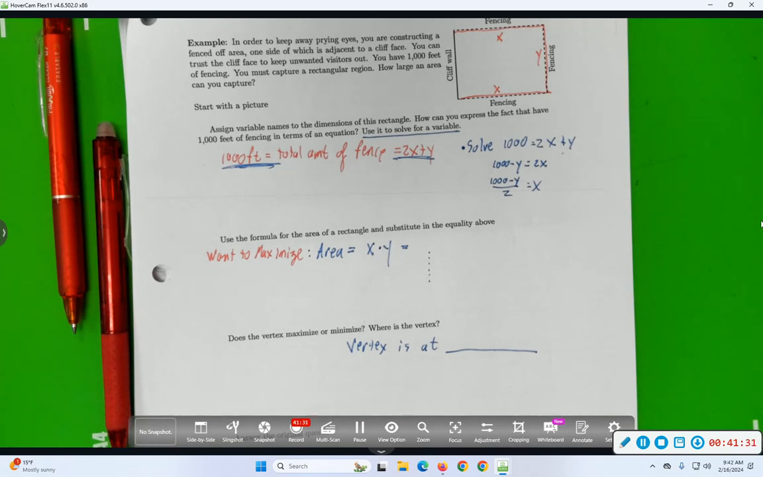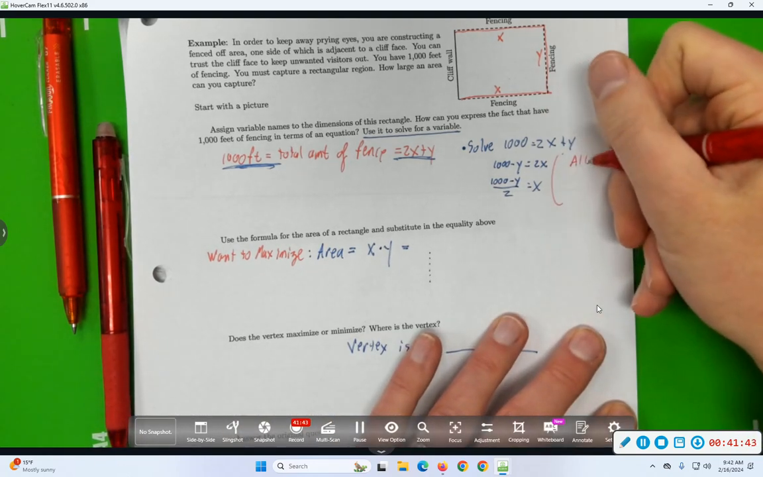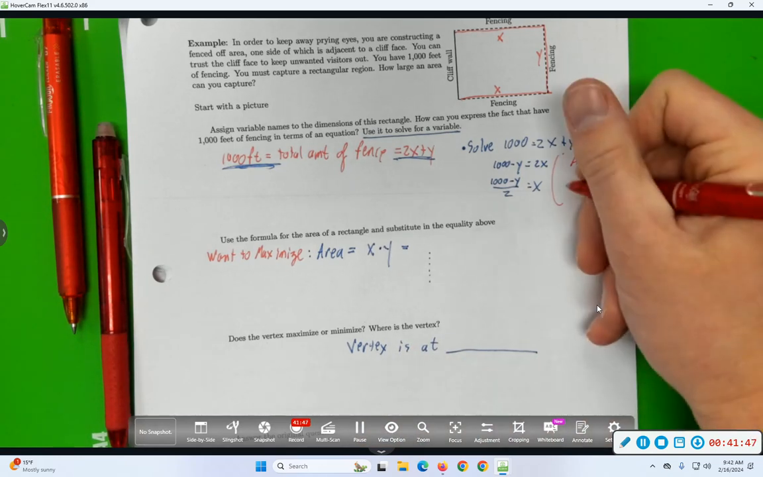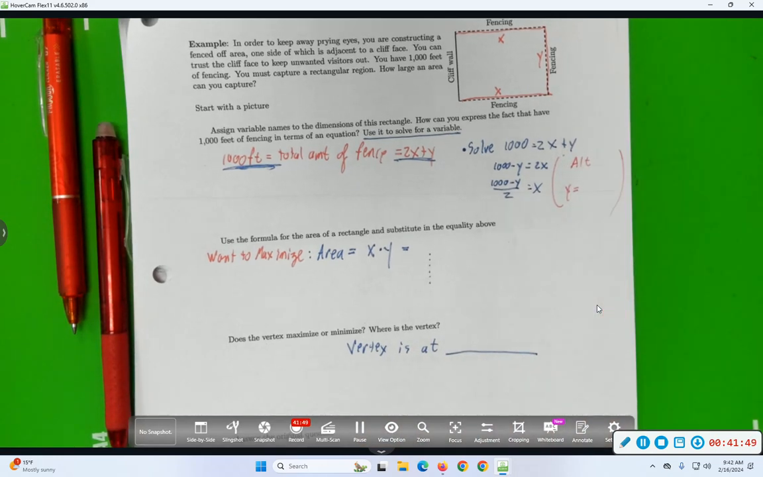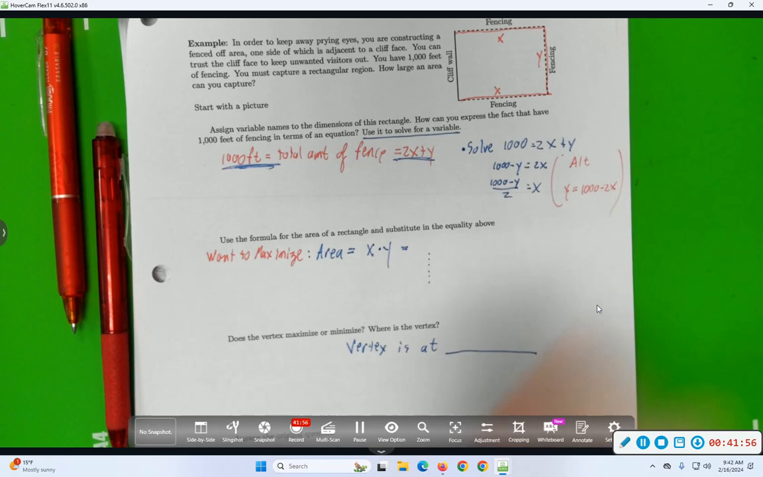How many people solved for y instead? Cool. And you just have to do one or the other. You definitely don't have to do both. So maybe I'll pose this as the alternative one where you solve for y instead. What do you get if you solve for y? y equals 1,000 minus 2x. 1,000 less 2x. Cool. And I'll just hang on to both of those. You only need to get one of them if that's all you need to go on to the next step.